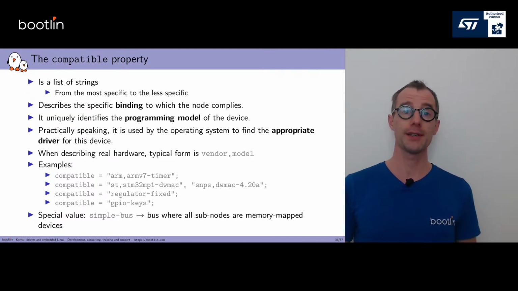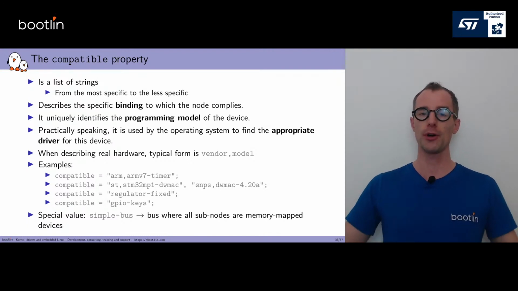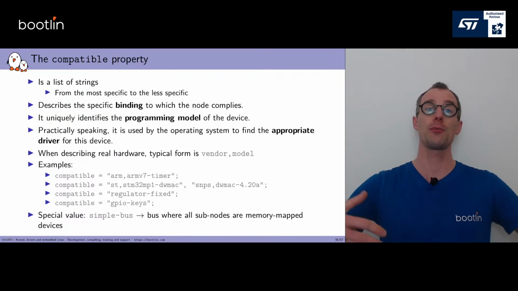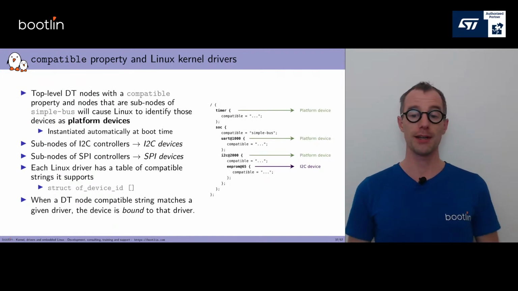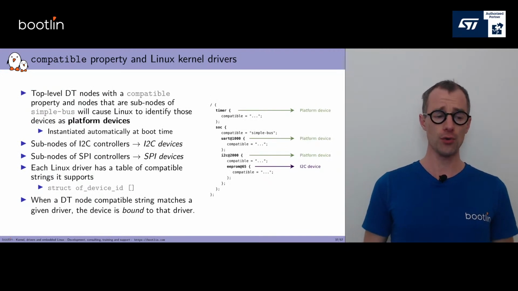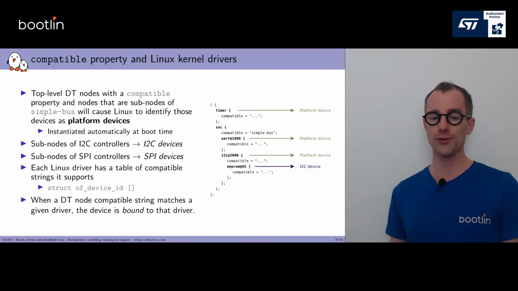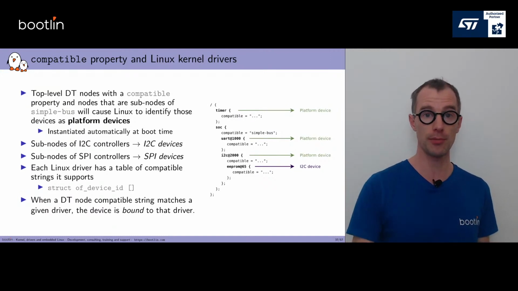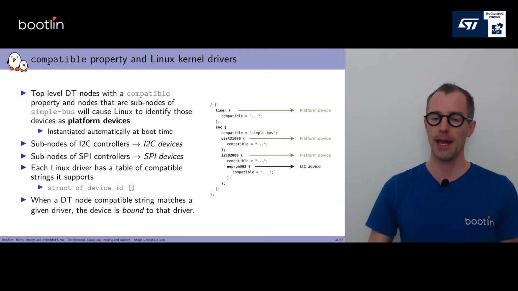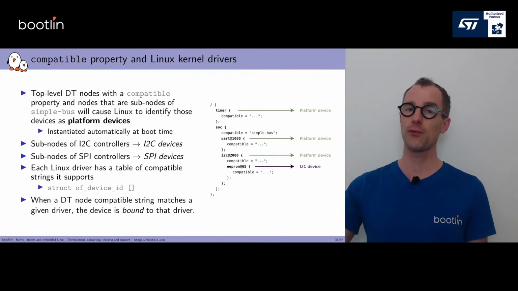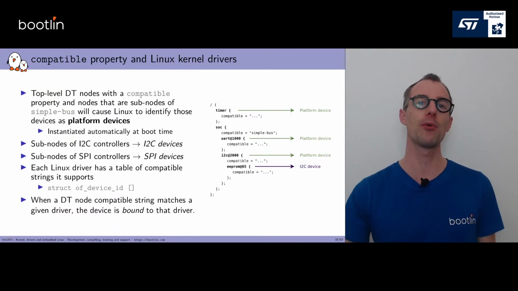Another special value is simple bus, which is a compatible value that you can use to say this node is describing a bus of memory mapped devices. So all the sub nodes will each describe memory mapped devices. This is explained in a little bit more detail in that slide. So the rule is that every top level node in the device tree that has a compatible property, and all subnodes of a node that carries the simple bus compatible value, will cause Linux to identify each of those nodes and at boot time convert them into platform devices. So in the Linux kernel, platform devices are devices that are sitting on memory mapped buses.